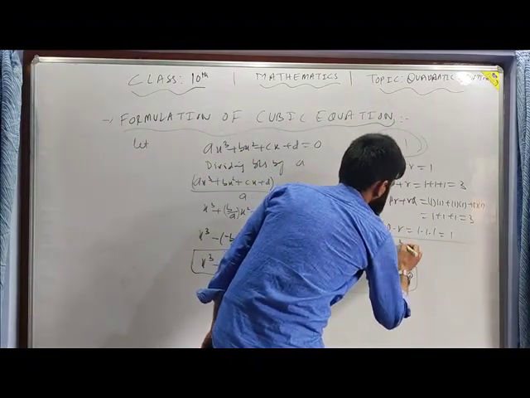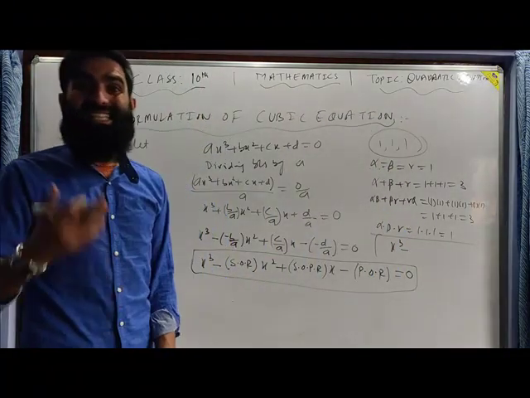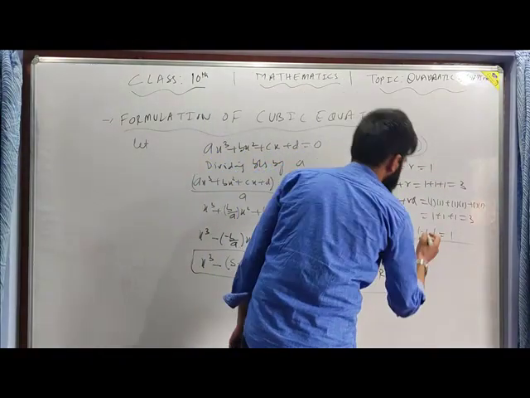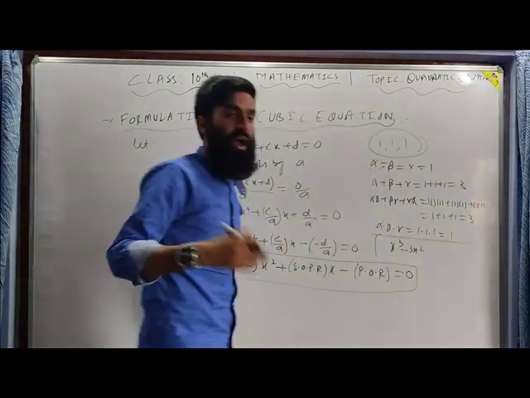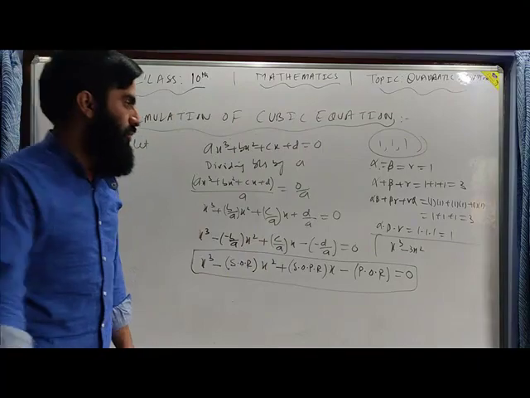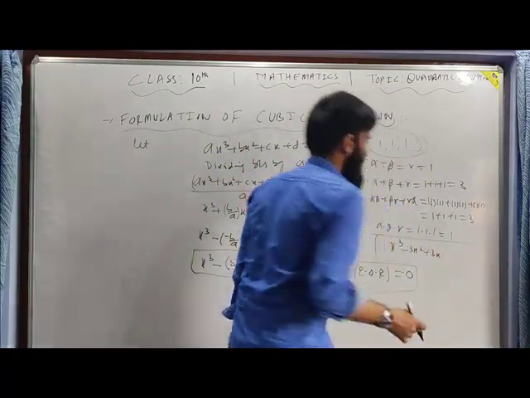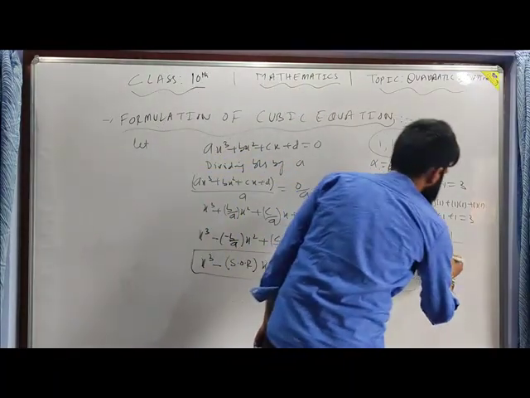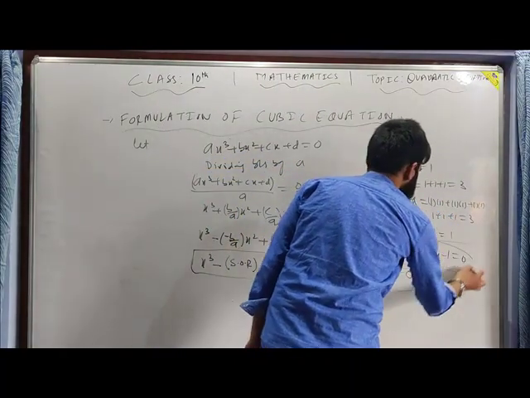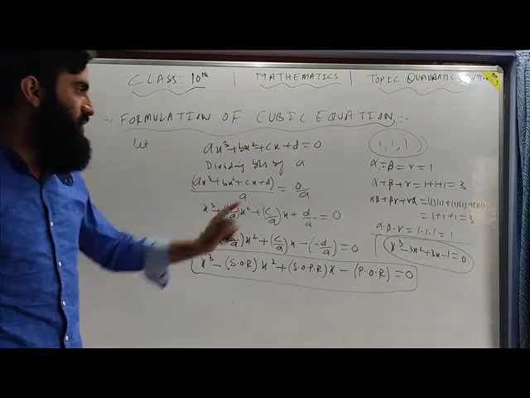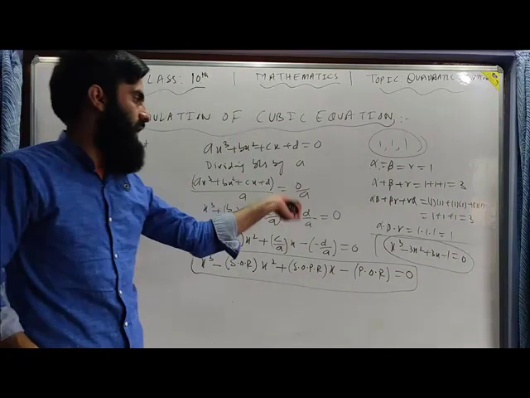This is x cube minus the sum of roots, which is 3, times x square. Then we have the sum of product of roots, which is 3, so plus 3x, minus the product of roots, which is 1, is equal to 0. So this will be the general equation for the given roots: x cube minus 3x square plus 3x minus 1 is equal to 0.